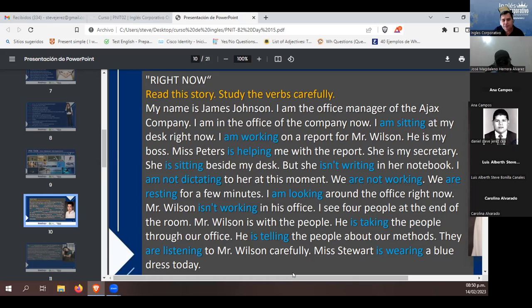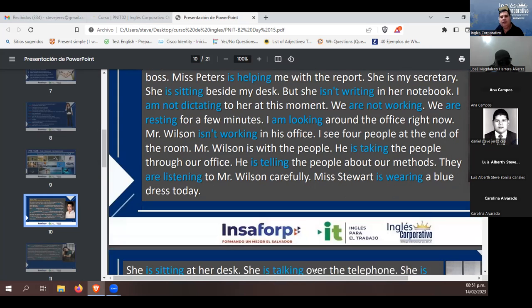They are listening to Mr. Wilson carefully. Miss Stewart is wearing a blue dress today.